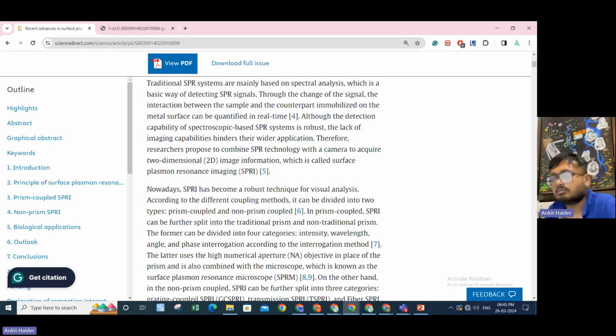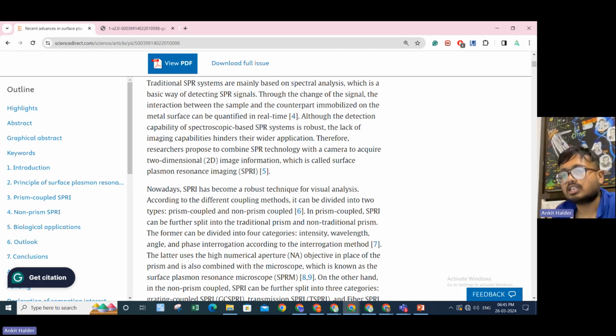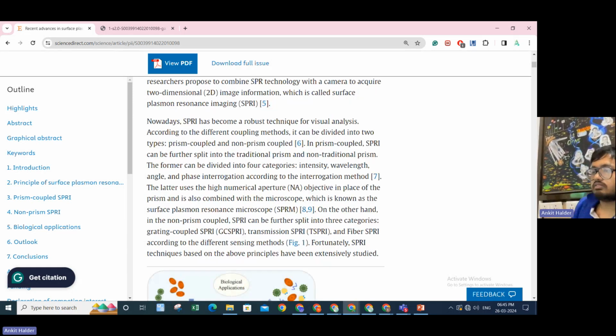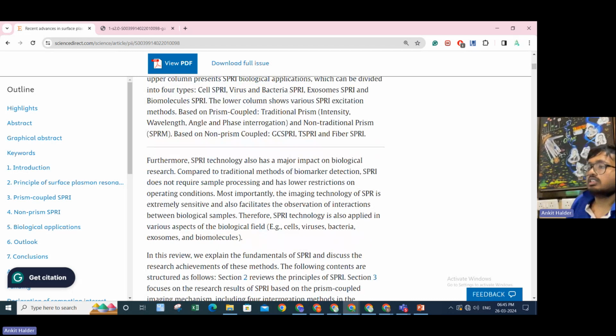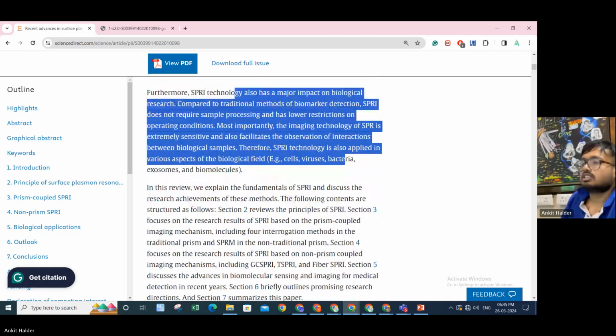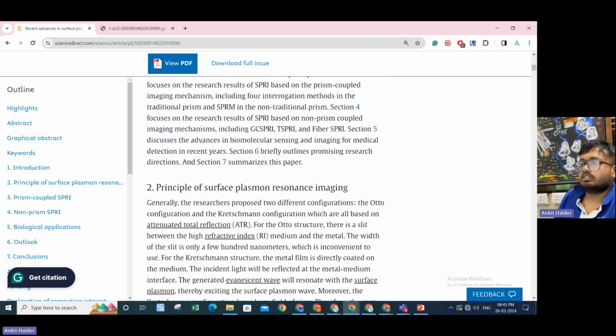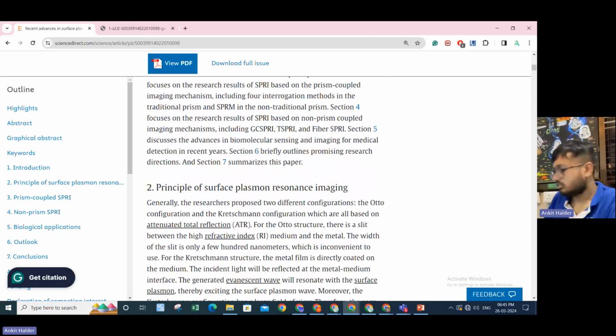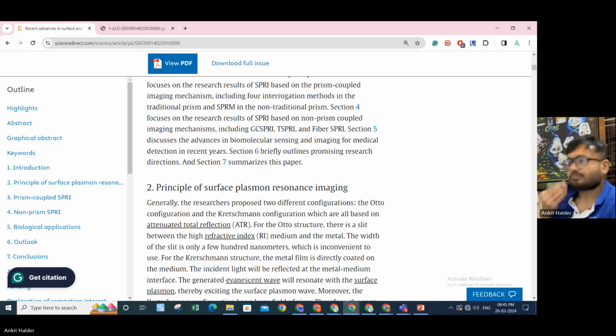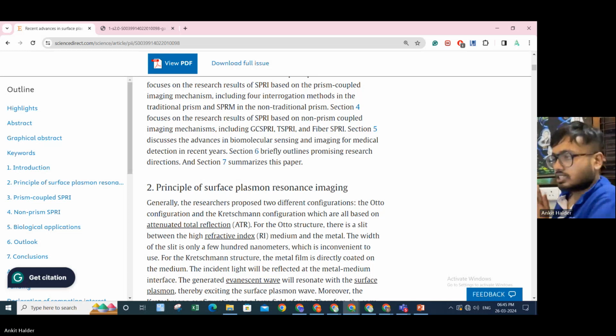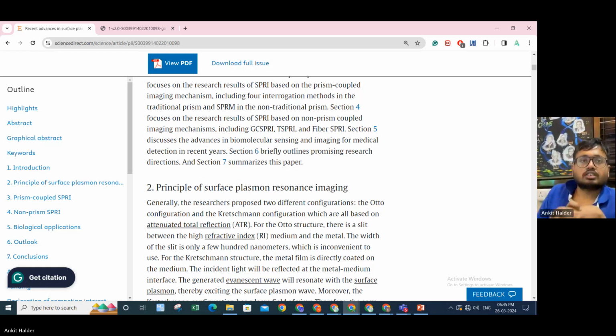So it can be prism coupled. In prism coupled, SPRI can be further split into the traditional prism and the non-traditional prism. Intensity, wavelength, angle, and phase sensing and all those have a major impact. So the principle of this is what we mostly would be looking for.